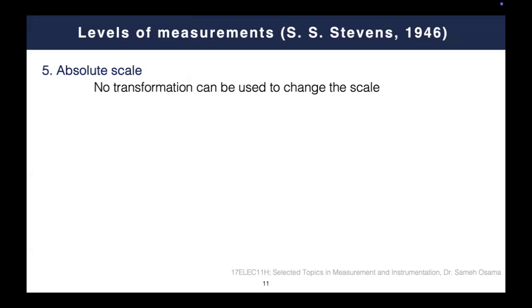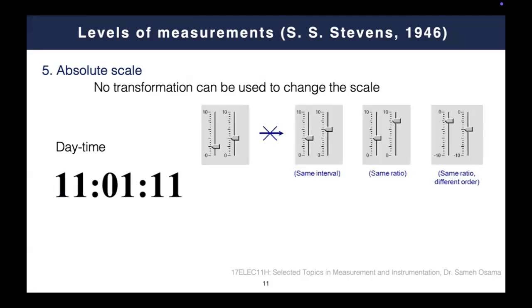Finally, we have the absolute scale, which is unchangeable. An example for that is time. So time is an absolute scale. You monitor the time in a certain way, which cannot be converted into another structure. It's an absolute value. So this is an example of absolute measurement.